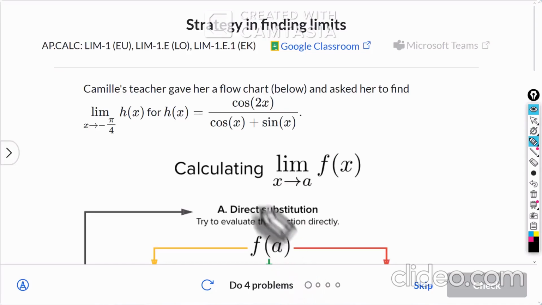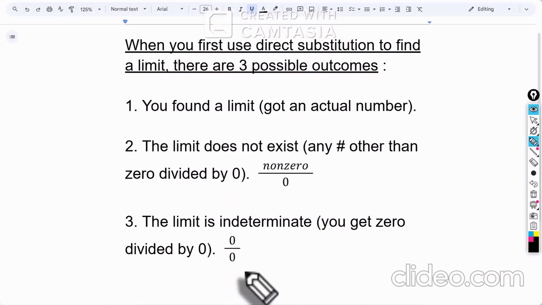This will be for the Khan Academy exercise, strategy and finding limits. All right, so just a quick reminder of the three possible outcomes when you use direct substitution. You found a limit, so you got an actual number. The limit does not exist, non-zero over zero. And if you get 0 over 0, it's indeterminate, and you have to do more work.